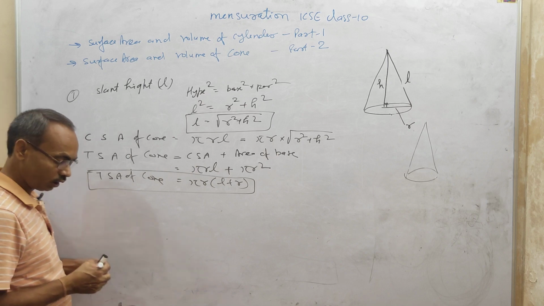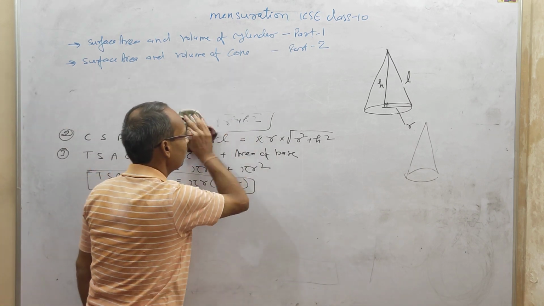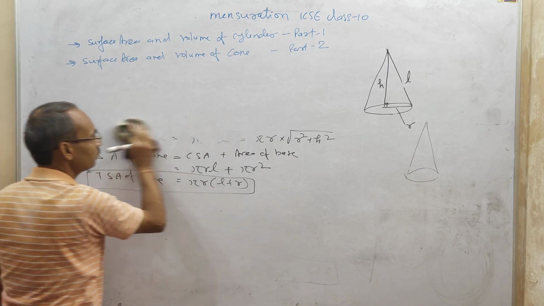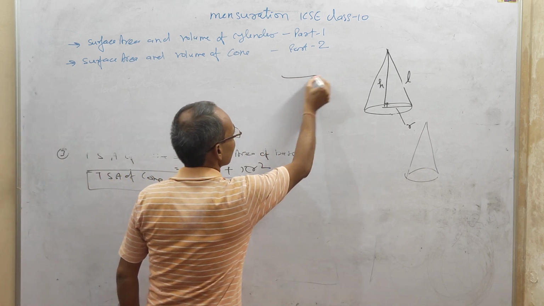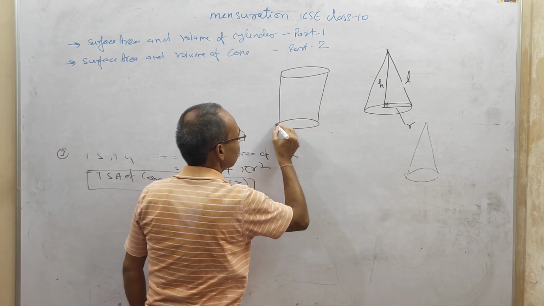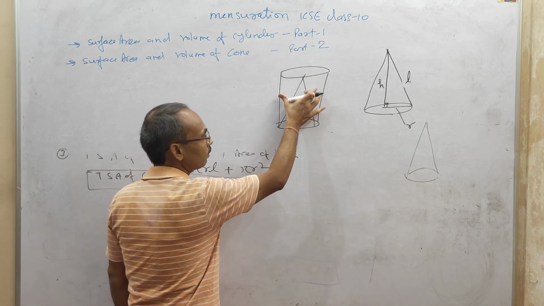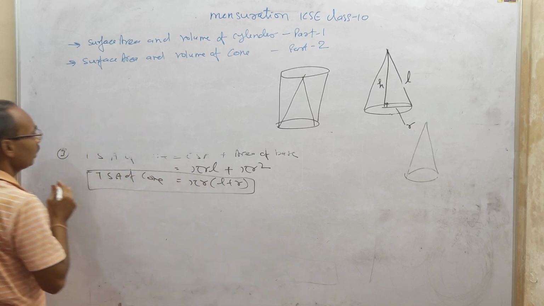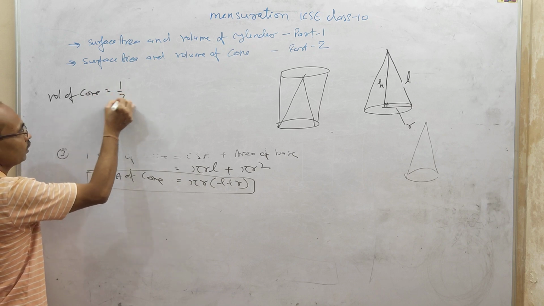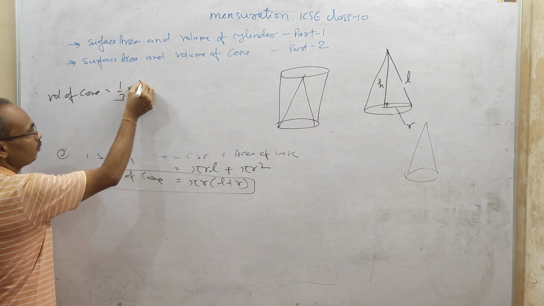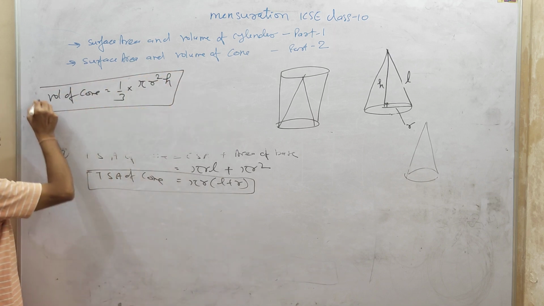The fourth topic is the volume of cone. The volume of cone can be calculated with the help of the volume of cylinder. You know that this is the cylinder and this is the cone, which is the third part of the total cylinder. Hence the volume of cone is equal to one third of pi R square H. This is the volume of cone.